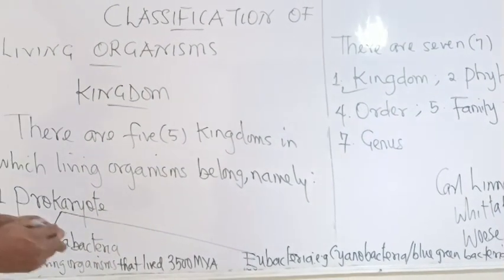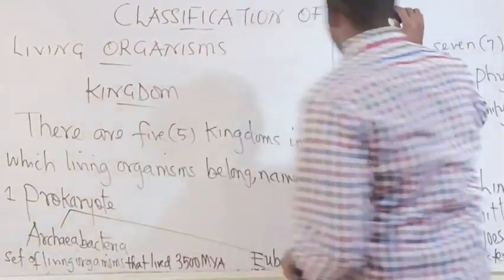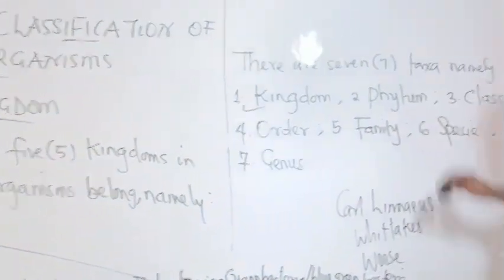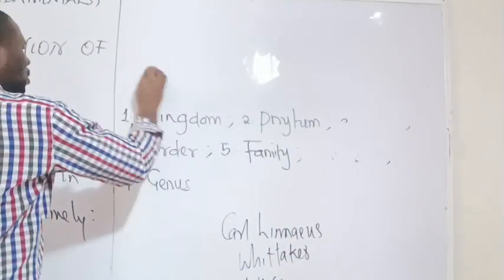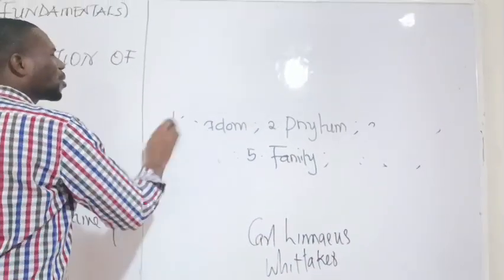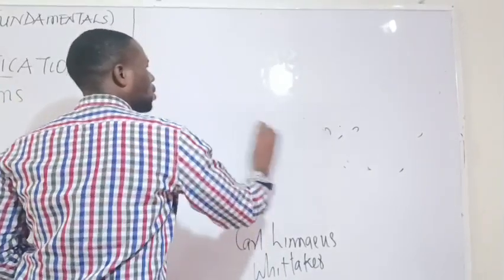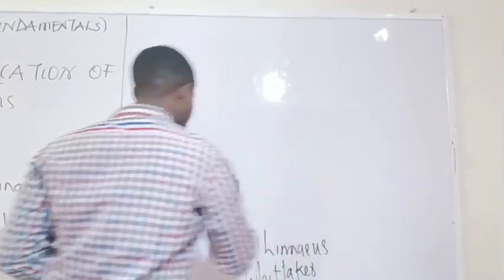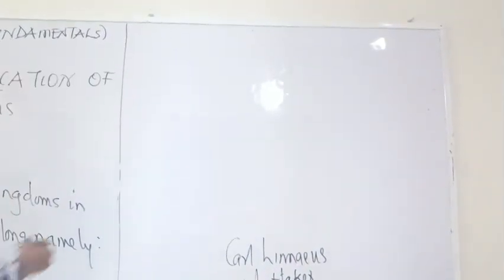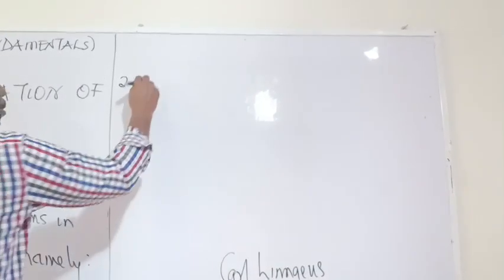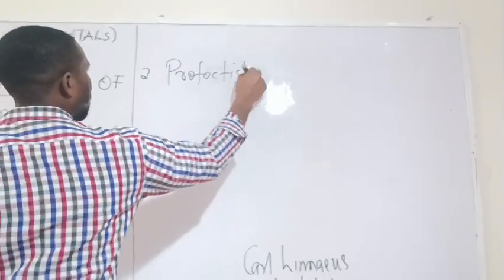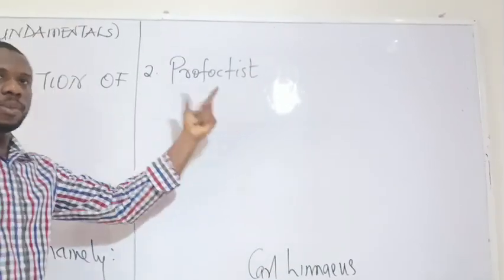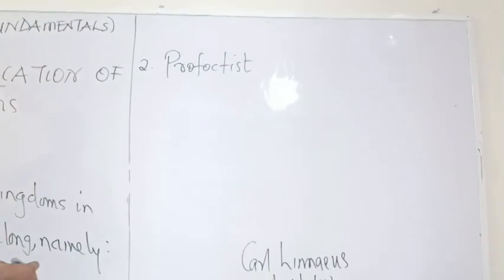The second kingdom now, just an overview, and I'll talk about each of them independently. So the second kingdom is the kingdom Protoctists. You can stick in an A here, Protoctista, as you like it.